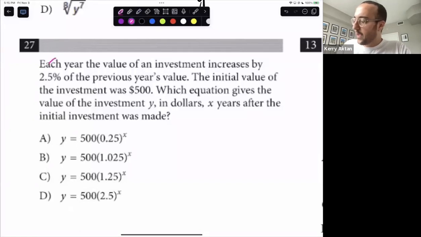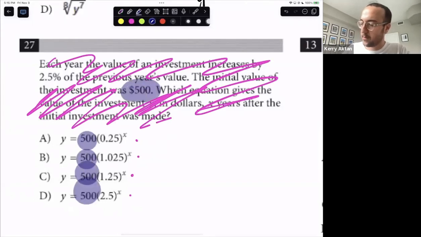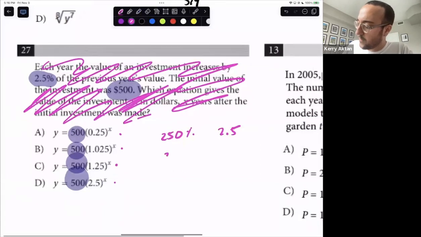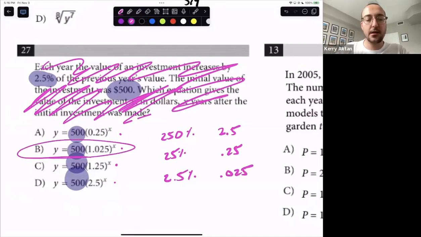Remember, for those of us that are reading every single word, let the answer choices guide you. What kind of question is this? It's exponential growth and decay. You started with 500, and it's up 2.5%. What's 2.5%? Well, 250% is 2.5. 25% is 0.25. And 2.5% is 0.025. Look at B, up just 2.5%, 1.025. It's B. Be careful.